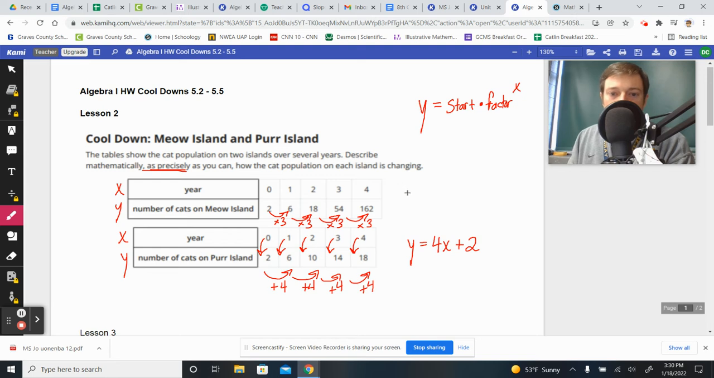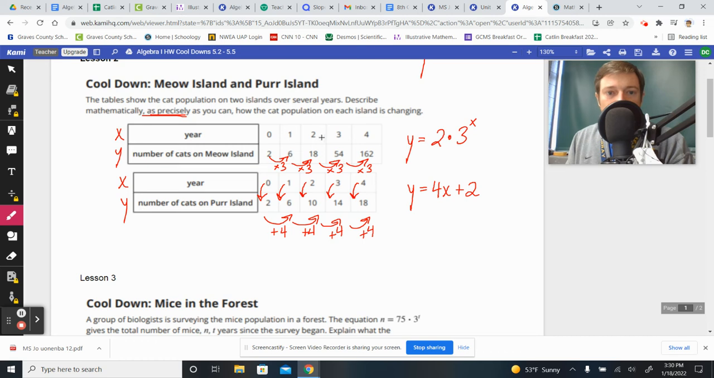So when we write it like this, we could say our start number is 2, and we multiply that by our factor, which is 3, and we take that to the power of x. So this equation right here, we can plug in 0, 1, 2, 3, and 4 in x's place. And what it's going to do is multiply out and tell us how many cats are on Meow Island. Watch, it'll work. We'll do a couple of examples.